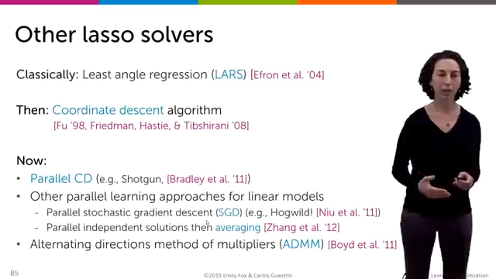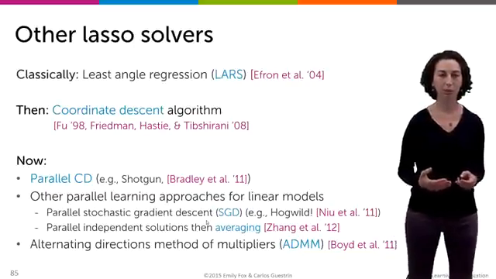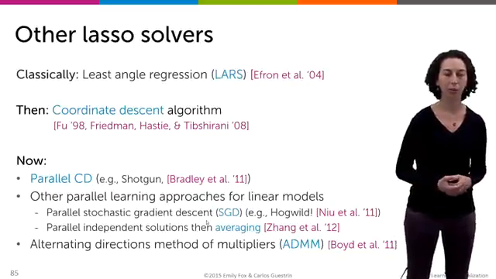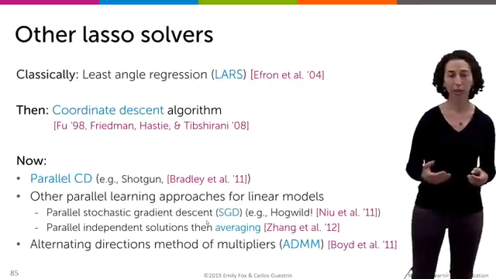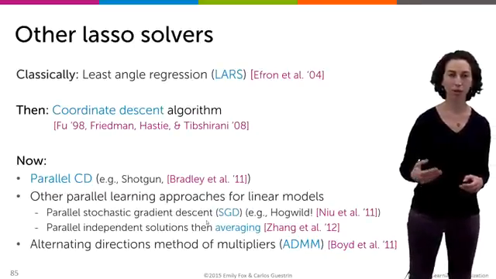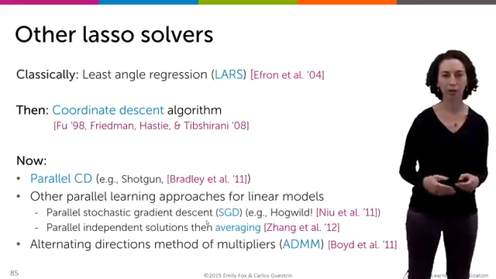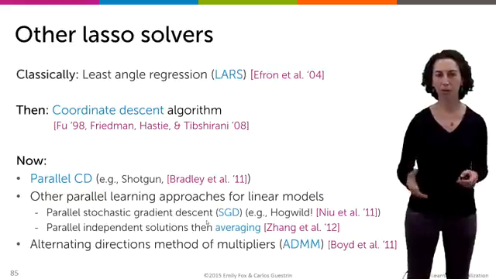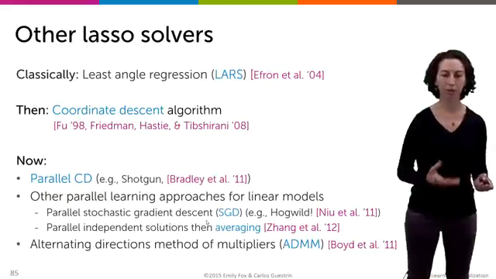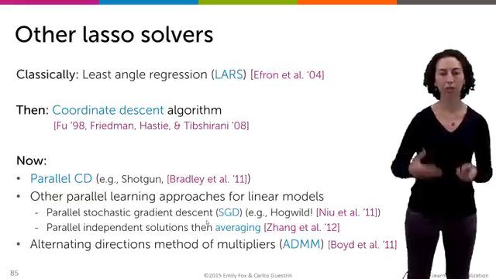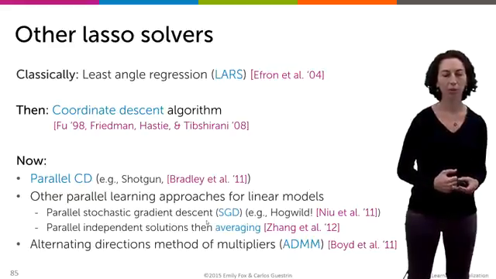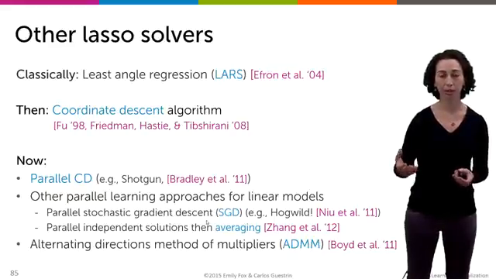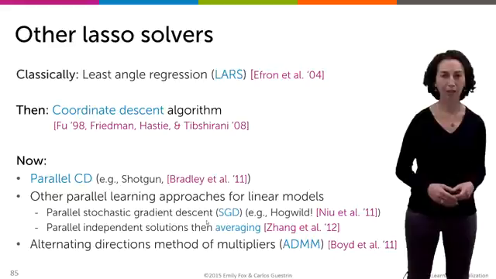I also want to mention that this coordinate descent algorithm is just one of many possible ways of solving this lasso objective. So classically, lasso was solved using what's called LARS, least angle regression and shrinkage. And that was popular up until roughly 2008 when an older algorithm was kind of rediscovered and popularized, which is doing this coordinate descent approach for lasso.